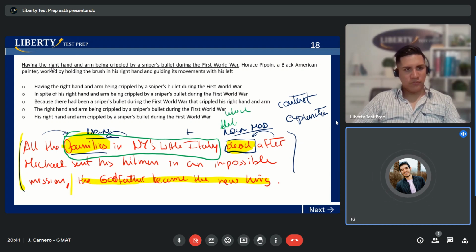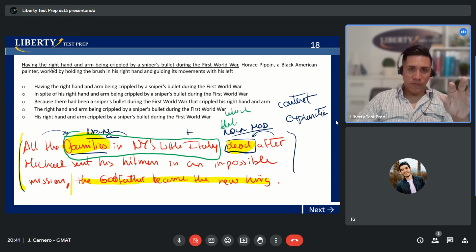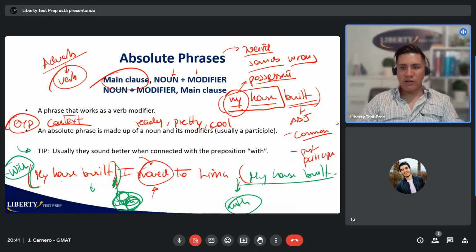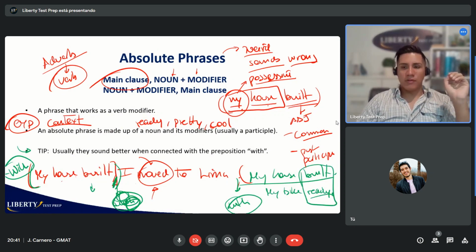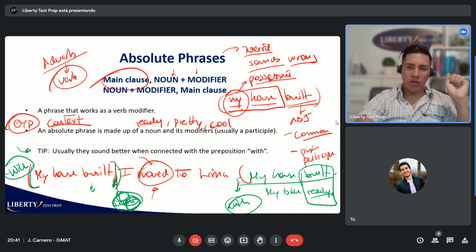The adjective, the noun modifier, doesn't always have to be in the form of a past participle. But most of the time, it will be either a past participle or a common adjective. So instead of my house built, I could say my bike ready. What is the word ready? An adjective, right? So it could be a plain adjective or a past participle. Most of the time, it could be any other adjective, but that's very uncommon.